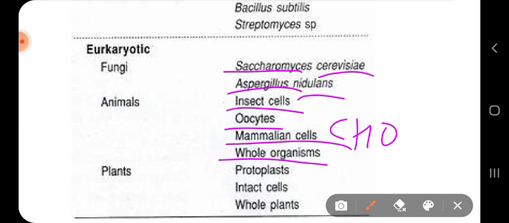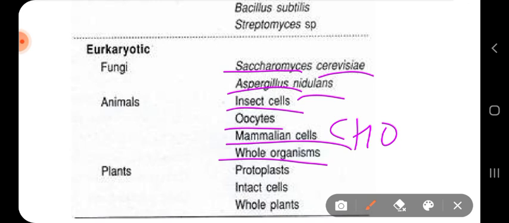Like the transgenic organisms that we are making, the transgenic cow, the transgenic goat, the transgenic sheep, the transgenic fish, where we are introducing our gene of interest into that particular organism, and within the genome, that gene is going to be expressed.